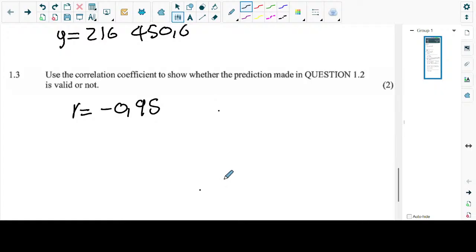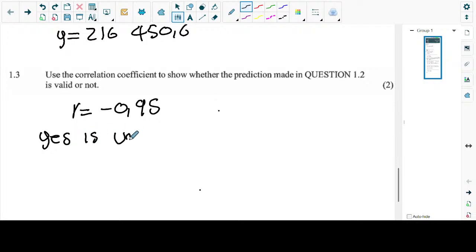Okay. Now, I want us to learn from what the senior Maka has said. We have a tendency, because we know the maths, to get so excited when we do the maths that we forget to answer what the question is asking us. What is it that they're asking us in this question? We should use the correlation coefficient to show whether the prediction made in 1.2 is valid or not. So we need to tell them, yes, it's valid. Why do we say it's valid?